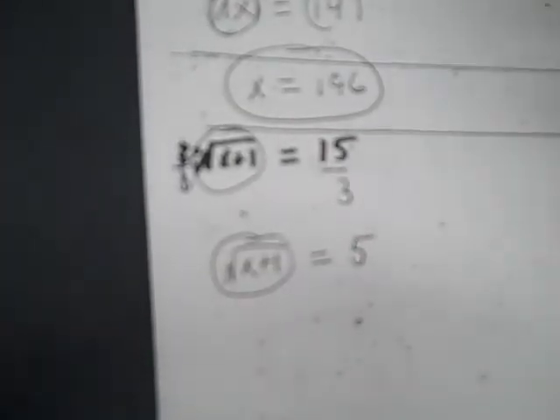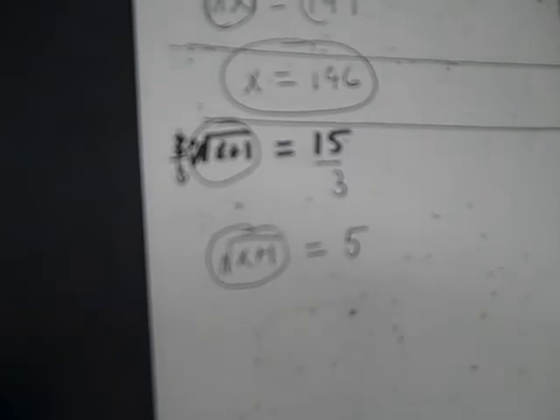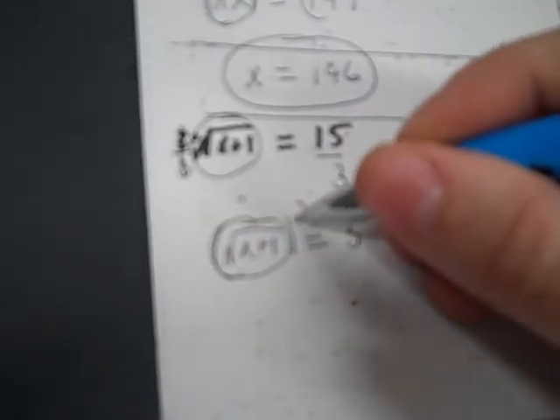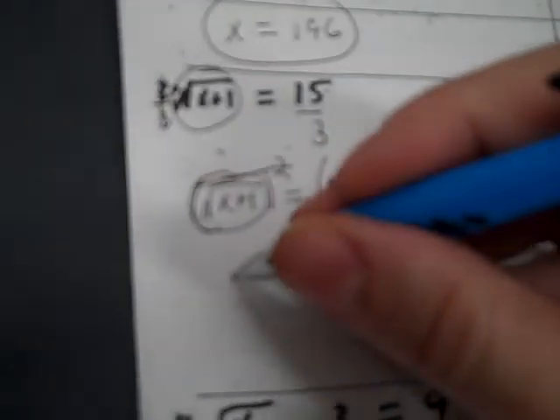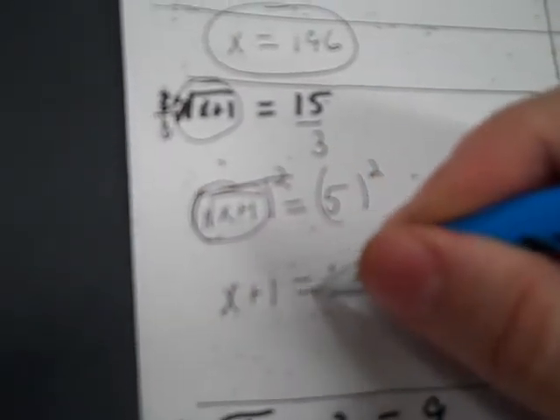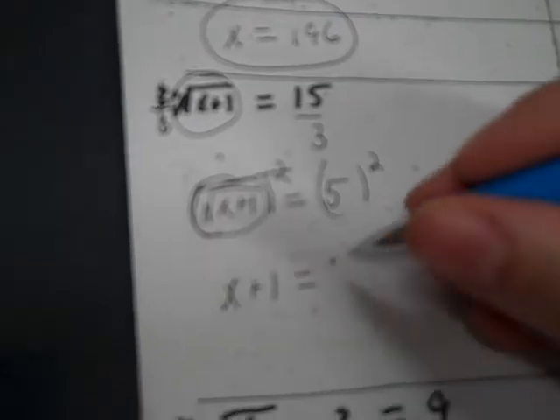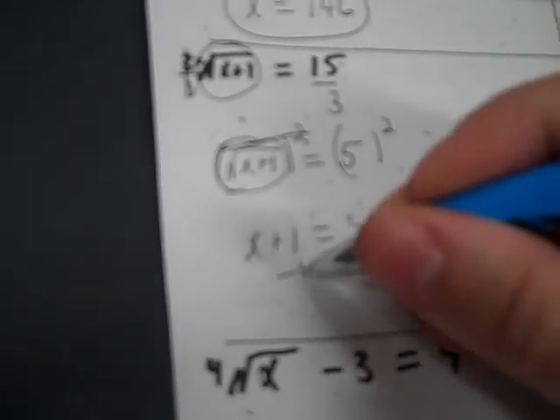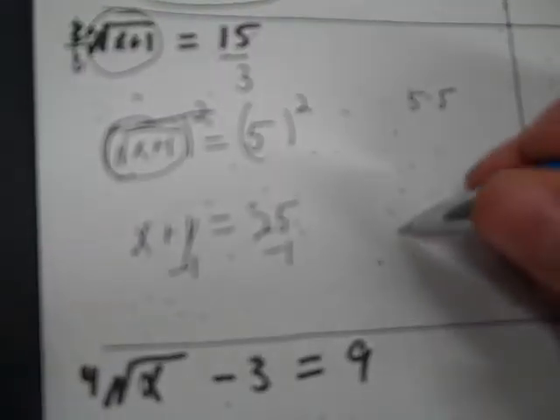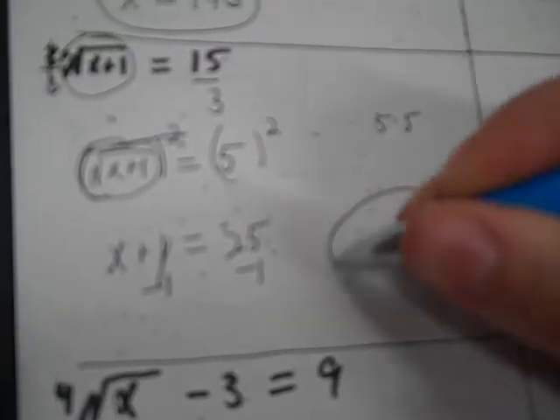Okay, now I don't have anything outside the square root, so I can now do the second power. So I go second power, and this cancels. I have x plus 1. And then 5 to the second power is 5 times 5, and that's 25. Okay, and then if x plus 1 equals 25, I'm guessing it's 24, so you minus 1, and x equals 24.